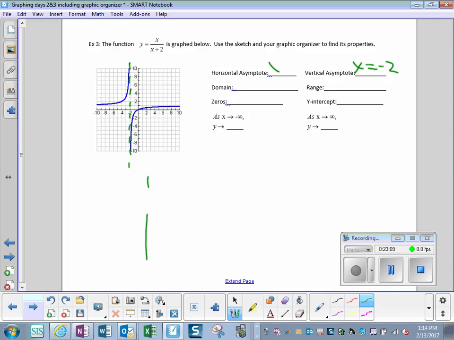And of course, because we kind of climb up and down this line, it tells us that we will never really reach this line. So the domain will not include what value of x? Negative 2. So my domain will be all values of x such that x is not equal to negative 2. That's in the set builder notation. I can also use the interval notation to represent it, but for now I won't.